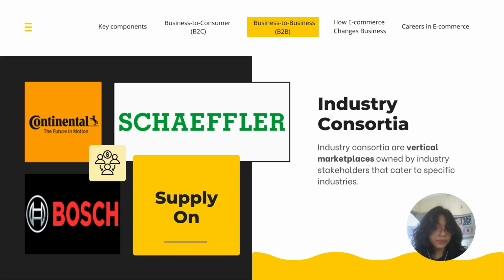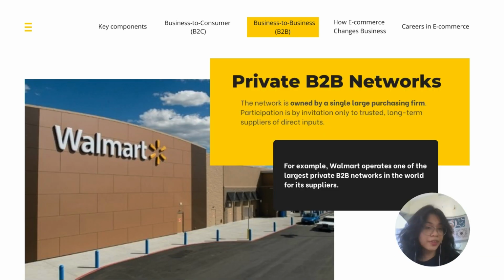The last channel is private B2B networks. A private B2B network is a digital network designed to coordinate the flow of communication and supply chains among firms engaged in business together. The network is owned by a single large purchasing firm. Invitations are extended to trusted, long-term suppliers of direct inputs. For instance, Walmart operates one of the largest private B2B networks in the world for its suppliers.